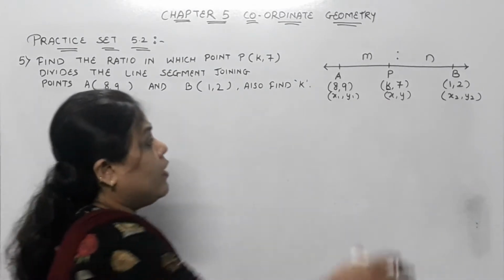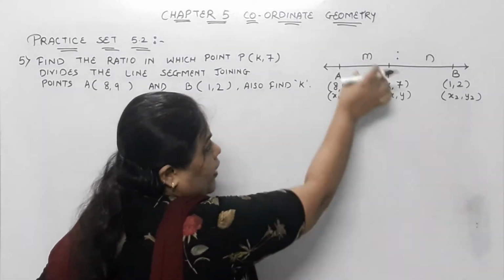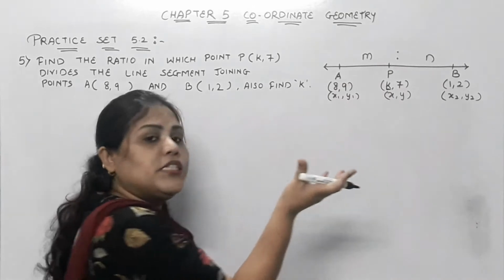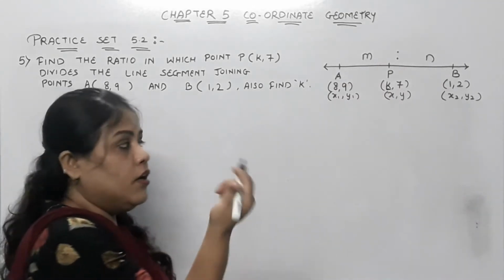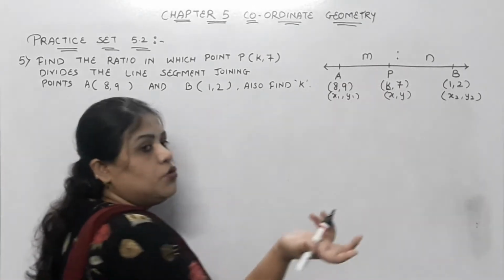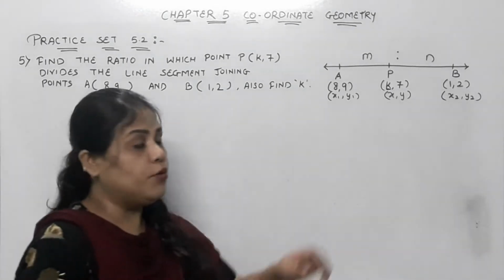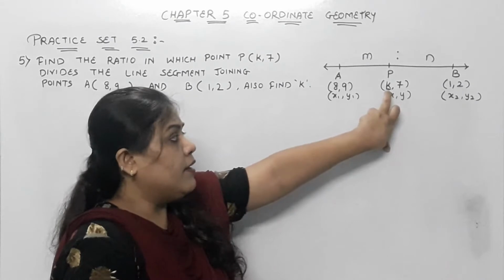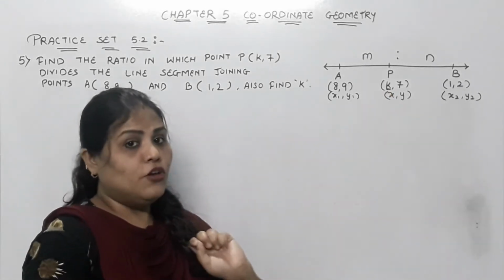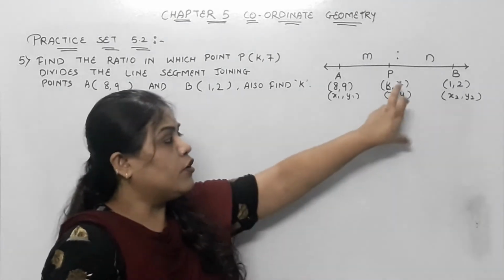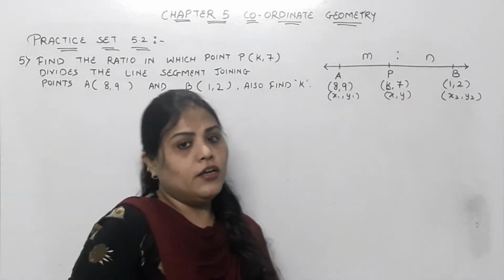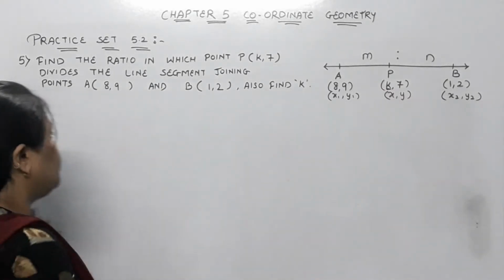So for getting the value of m is to n, we will apply section formula, right? Now in section formula, two values are there, x and y. In case I apply the formula for x, then my k is also missing. So it is better to go for the y coordinate, right? So let's start the answer.